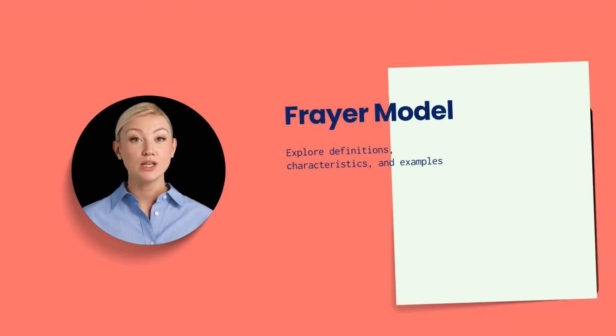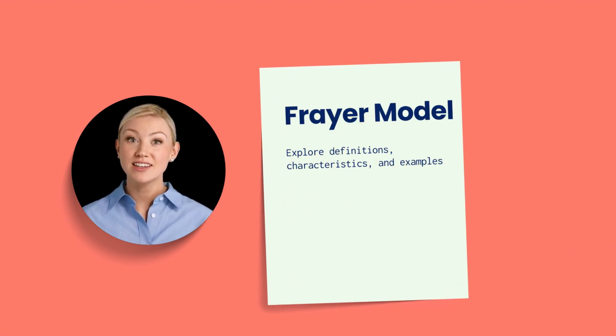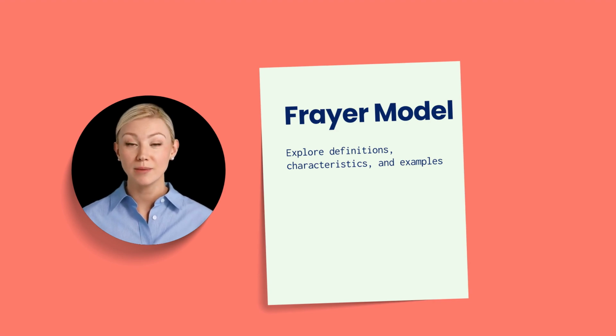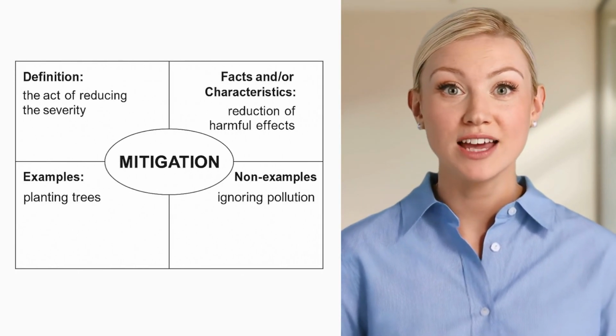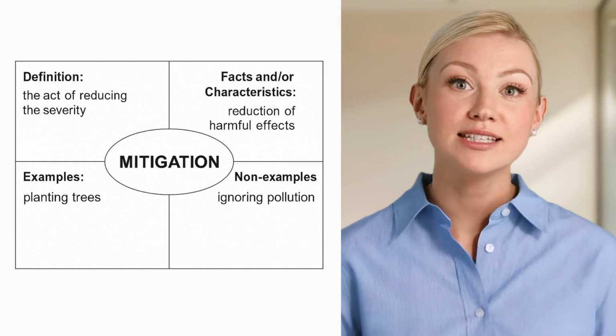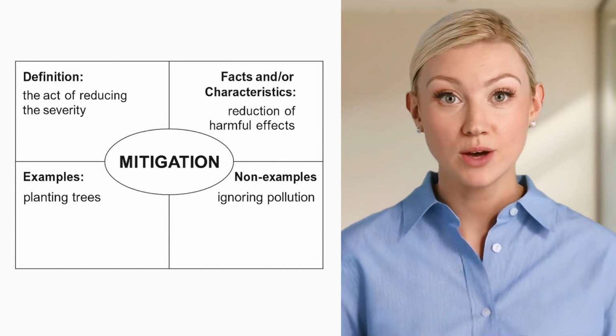Frayer model. Use the Frayer model to delve into definitions, characteristics, examples, and non-examples of complex vocabulary. For example, for the word mitigation, include its definition, characteristics, reduction of harmful effects, examples, planting trees, and non-examples, ignoring pollution.